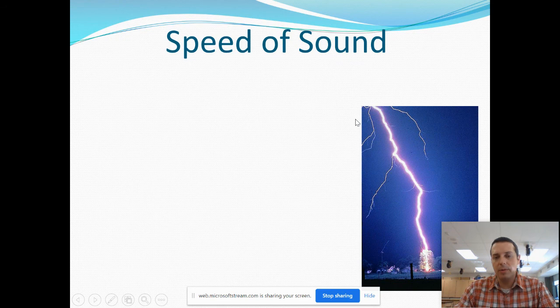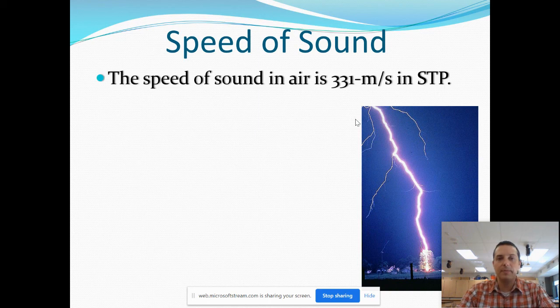Another thing I want to talk about with sound: we're going to focus in this class primarily on sound as it's traveling through air. And since the medium of any wave is what determines the speed the wave travels through that medium, we're going to focus on the speed of sound in air at 331 meters per second. Now, the temperature and the pressure of the air do affect the speed of the sound. However, in this class we're just going to be looking at standard temperature and pressure. So we're going to identify STP as 331 meters per second.